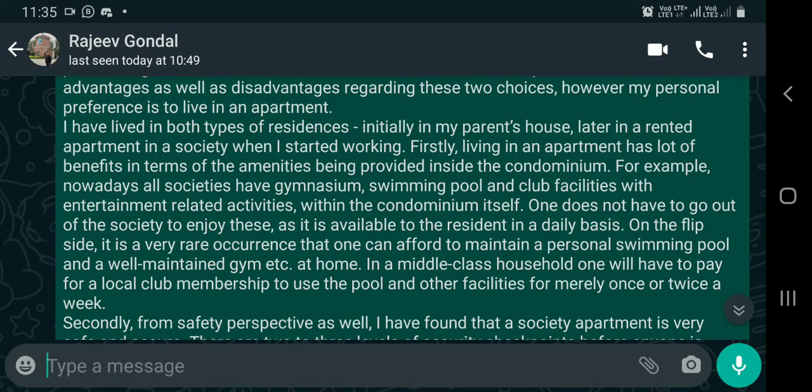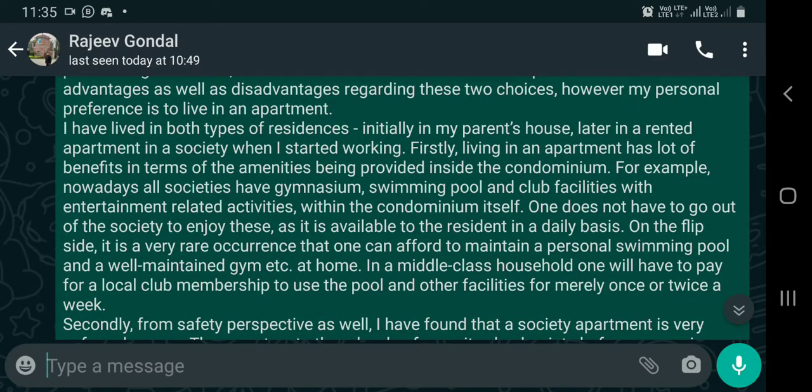So you need to be very precise as well. There is no need to expand the sentences unnecessarily. Everybody knows club facilities are there for entertainment, and they need not say "within the condominium itself." One does not have to go out of society to enjoy these facilities that are available to residents on a daily basis. This whole sentence is also not required.